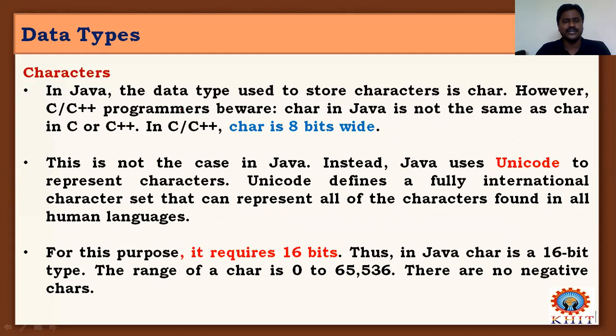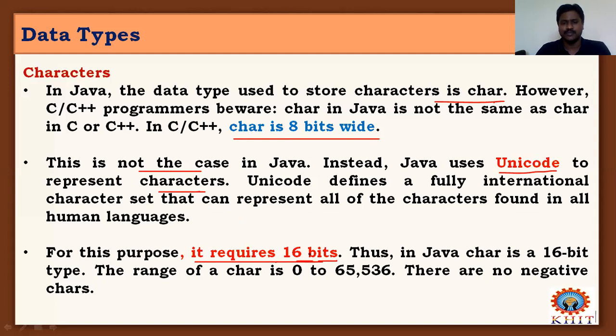Coming to character, in Java the data type used to store characters is char. But the difference between C and C++ is that in C, a character is an 8-bit wide word, but in Java this is not the case. Java uses the Unicode system to represent characters. Unicode defines a particular character set that we universally follow for symbols and representations. That's why it requires 16 bits to represent the Unicode character set.